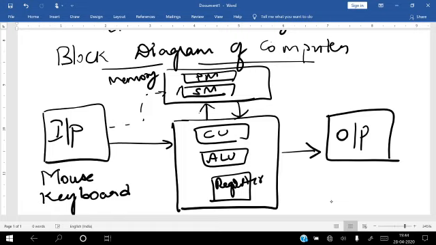Secondary memory stores a large amount of data permanently. It is less expensive compared to your primary memory. Examples are your hard disk, DVDs, pen drives. All of those come under your secondary memory.